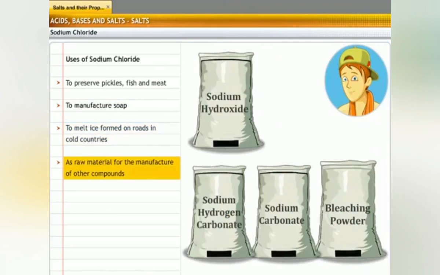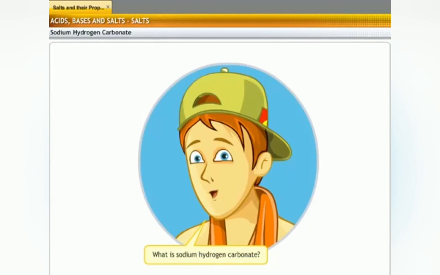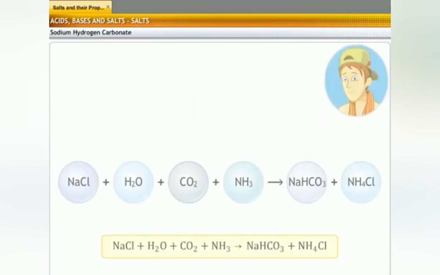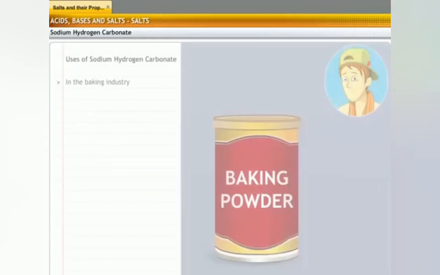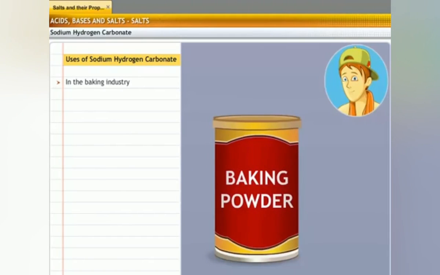Sodium chloride is used as raw material for the manufacturing of various other useful compounds like sodium hydroxide, sodium hydrogen carbonate, sodium carbonate, and bleaching powder. What is sodium hydrogen carbonate? Sodium hydrogen carbonate is produced when a concentrated solution of sodium chloride reacts with ammonia and carbon dioxide. Is it useful to us in the same way as sodium chloride? Yes, it is useful in many ways.